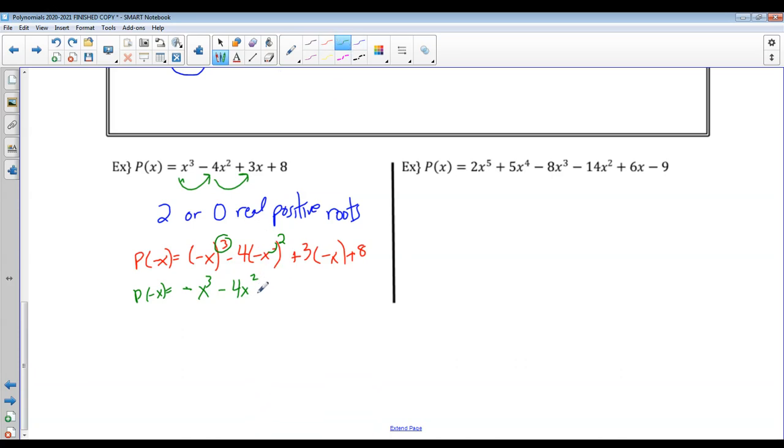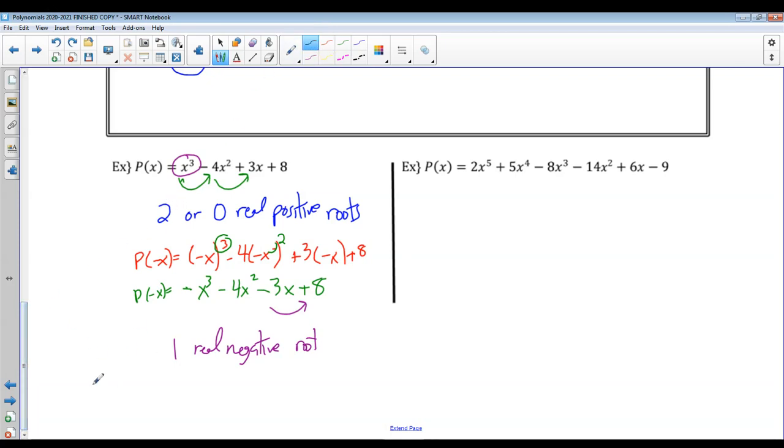All right, and then we have minus 3x plus 8. So we kind of already know what's going to happen here in this case. We know we have a third degree polynomial, so there should be 3 roots that show up. So let's look at our sign changes. We start negative, we stay negative, we stay negative. There's my first and only sign change. So we know there is 1 real negative root.